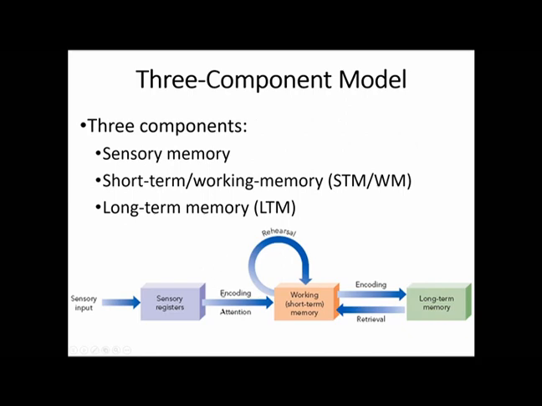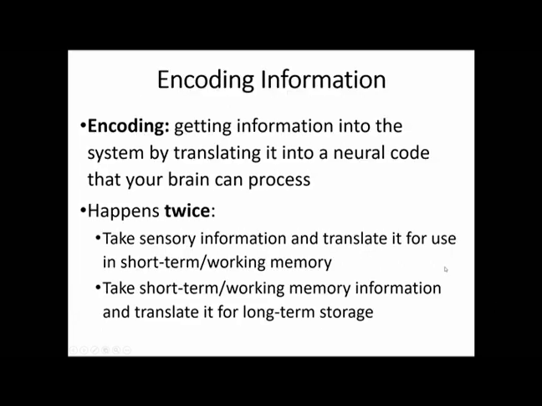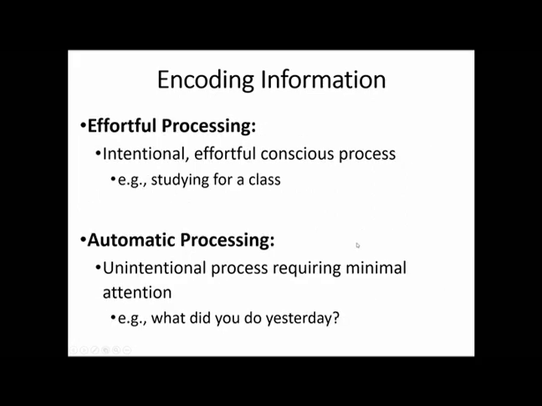So if we go back, encoding is here between our sensory registers and the short-term/working memory, but also here between our working short-term memory and our long-term memory. So encoding is just how we're translating information from one form to the other so that we can use it somewhere else.